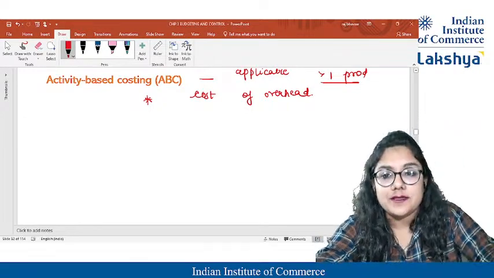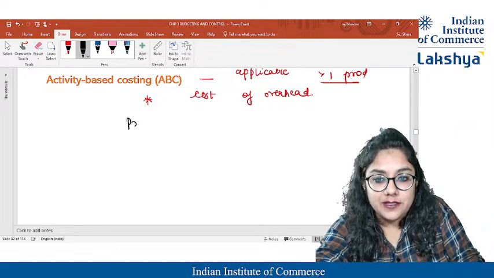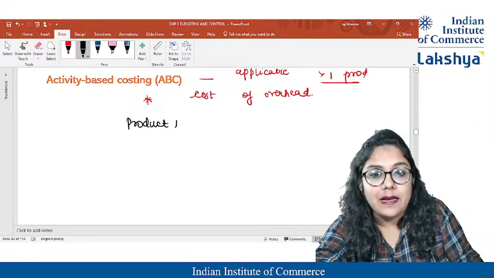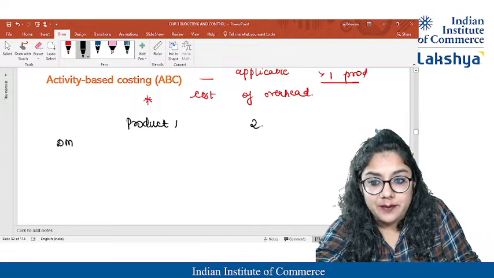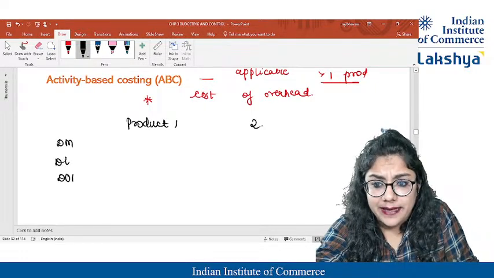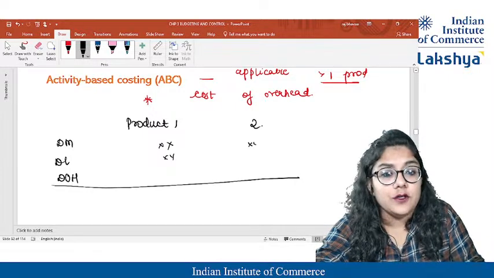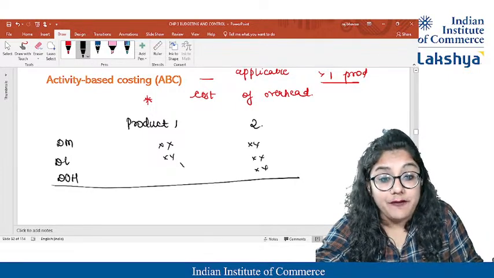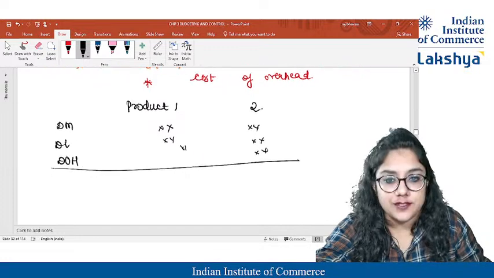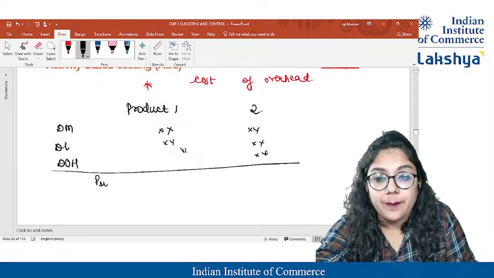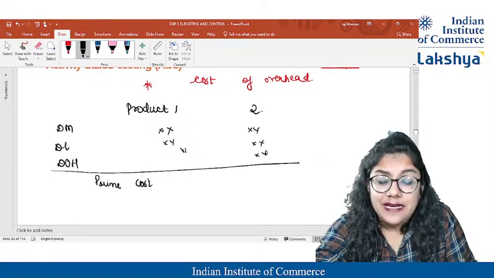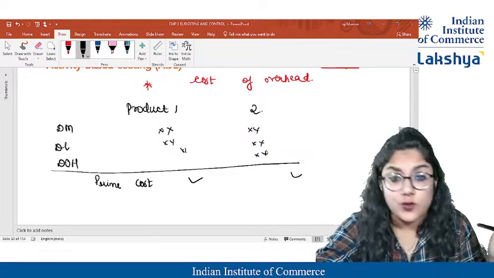So cost of overheads. For example, if it's product 1 and product 2, maybe I'll be having direct material, direct labor, direct overheads cost will be there for all the stuff. So what I get, guys, after doing so, I get the prime cost. That will always be the same. Okay, there is no confusion.